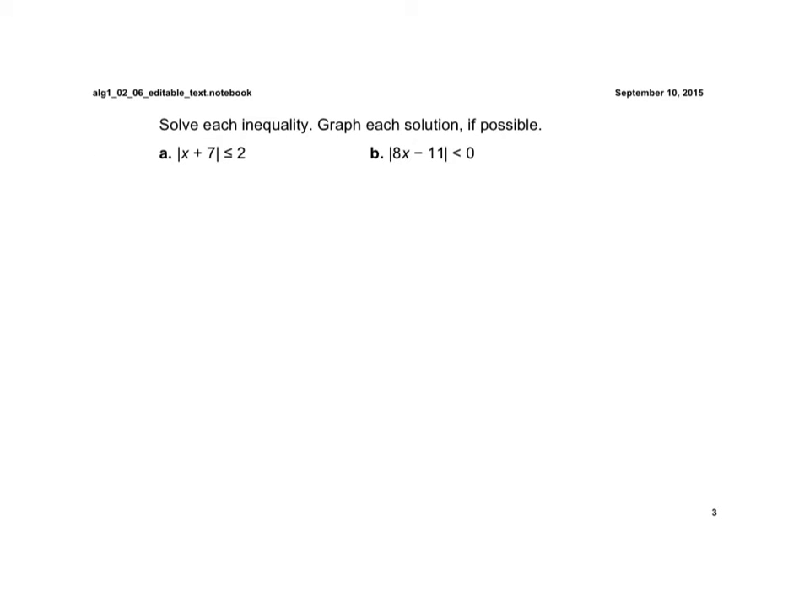Now, in letter B, again, it's a less than, but this time it's less than 0. Well, if it's less than 0, the absolute value can never be a negative. So there can't be an absolute value less than 0. So this is a nice one because it's just a no solution right away. And you want to recognize that right away because it's a lot of work if you don't recognize that right away.